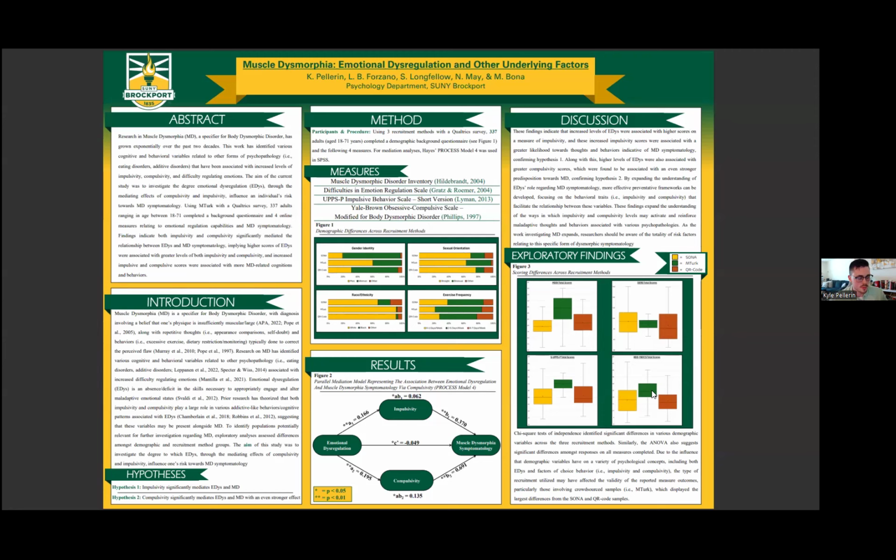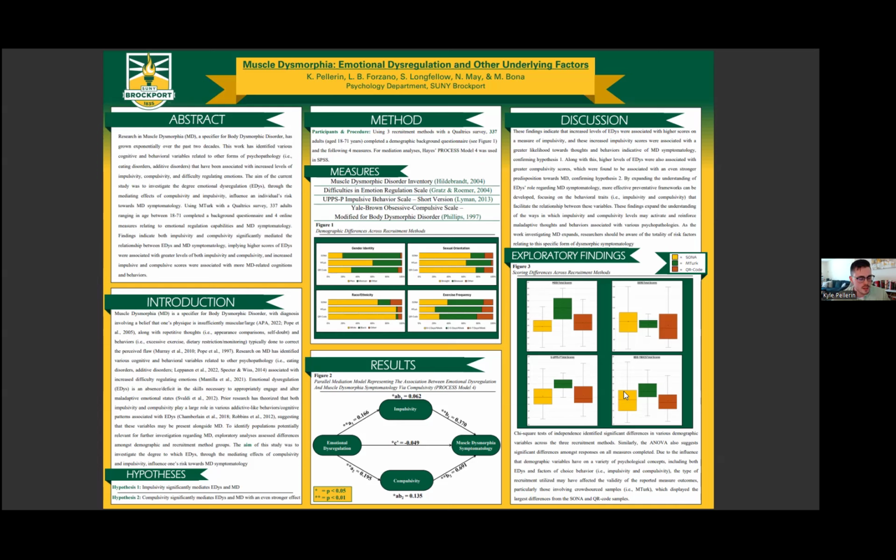And this is commonly seen in people who attend the gym regularly, in an attempt to improve their health and lifestyle. This diagnosis involves repetitive thoughts that include appearance comparisons and self-doubt, along with behaviors like excessive exercise, dietary restriction, and monitoring. These things are typically done in an attempt to correct the perceived muscular deficit.